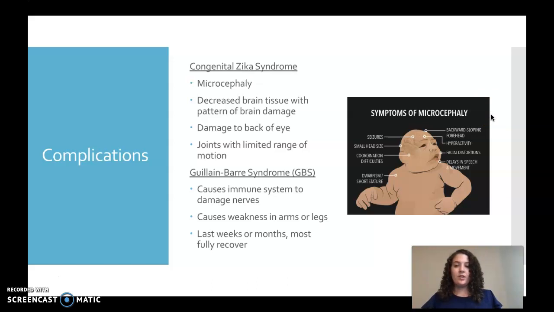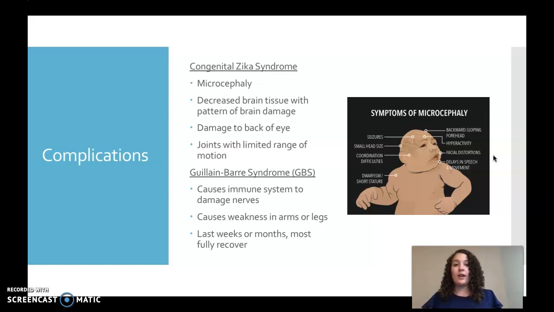Other complications involved with congenital Zika syndrome are decreased brain tissue with a pattern of brain damage to the back of the eye, and joints with limited range of motion, such as clubfoot.